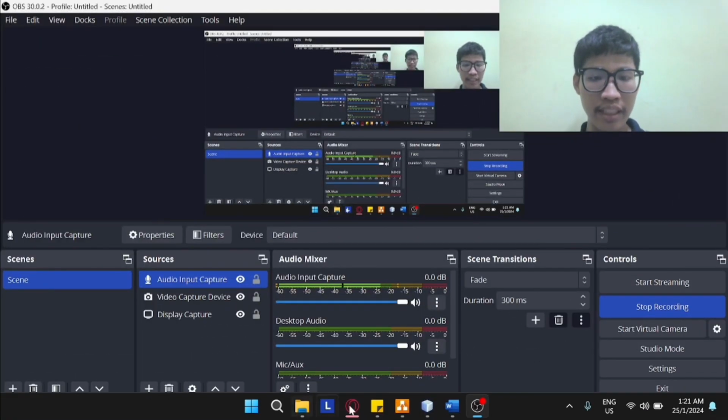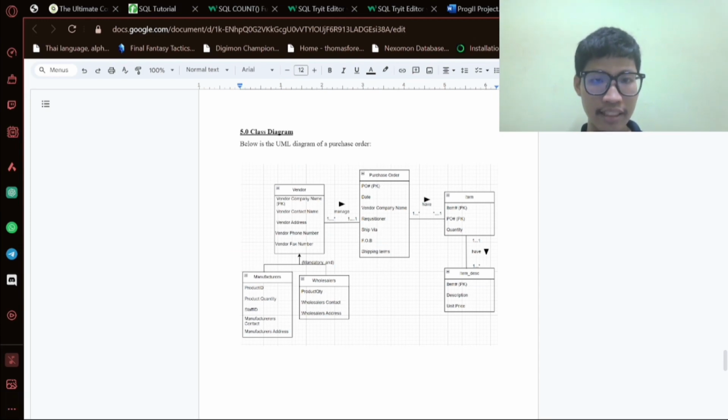And now I'll be explaining about our EERD of the purchase order. So first, we have this vendor, which will manage many purchase orders, and this purchase order will be managed by only one vendor. For our vendor, there will be two types of vendors, which are manufacturer and wholesaler. And we mention here mandatory because these two must exist as a vendor. And then in the purchase order, we have many items, and those many items will be listed in only one purchase order. Then in the item, there will be an item description as well. So one item has only one description, and one item description can be in many items.